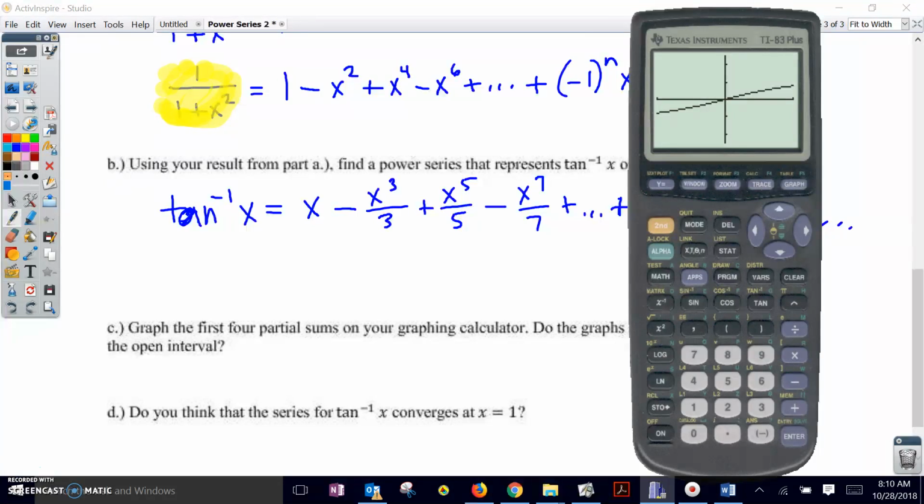And so now let's compare this to the partial sums. I'm going to graph the first partial sum, x, and I'll make it thick. And we look at the graph, and it looks like that does a reasonably good job. You know what, let's go back out to a standard window, just so we can see divergence between this. There we go. There's the first partial sum.